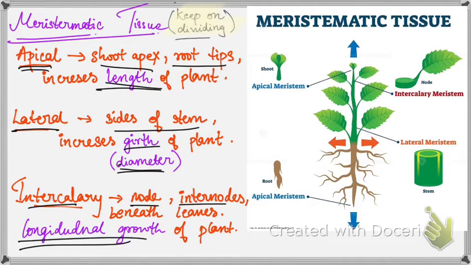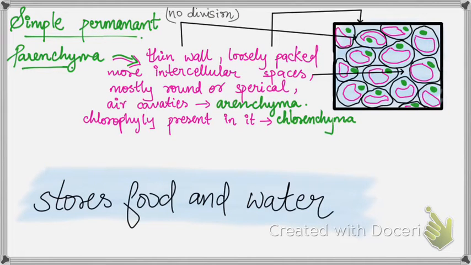Now let's start with permanent tissues. These permanent tissues do not divide, unlike the meristematic tissues. These permanent tissues are permanent until they become dead cells. So under permanent tissues, we'll start with simple permanent tissues, in which we have collenchyma, sclerenchyma and parenchyma. And in that we'll start with parenchyma.